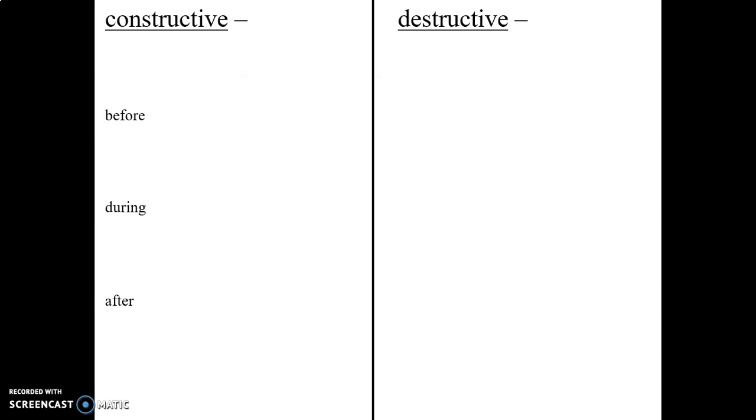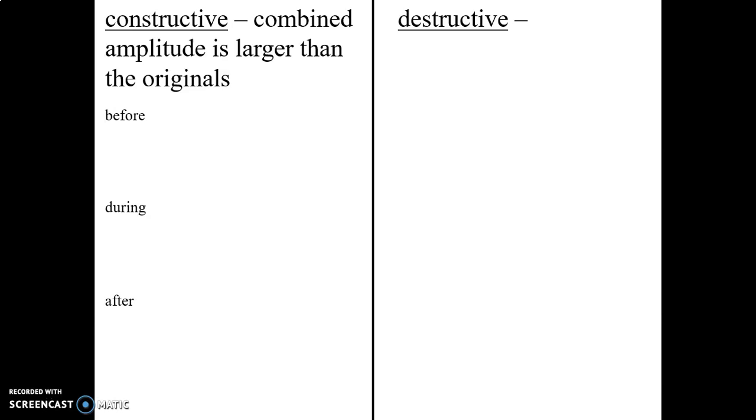So let's look at the two different types of interference. First, constructive, which you saw in the video, that's when the amplitude got larger. So let's officially define that as the combined amplitude is larger than the originals. They build on top of each other, literally constructing a larger amplitude. And so for the before picture, let's draw the waves on a string or the slinky approaching each other. So let's say I was creating a 3 centimeter amplitude wave and my daughter was creating a 10 centimeter amplitude wave, and they're approaching each other.